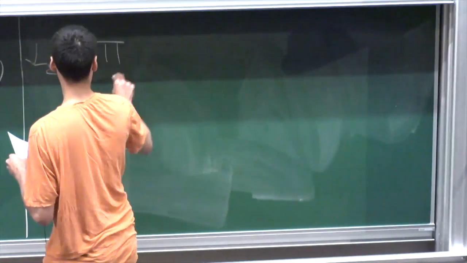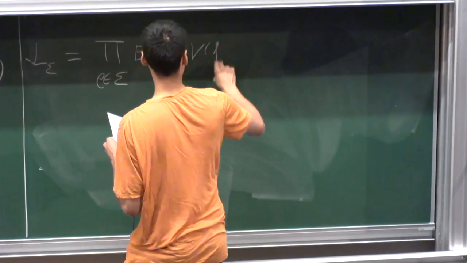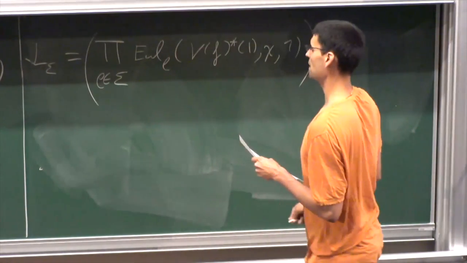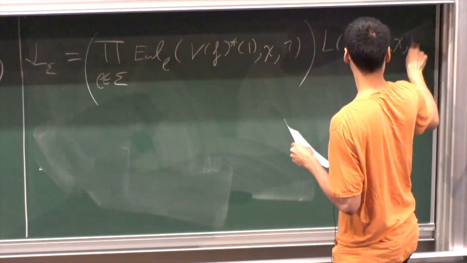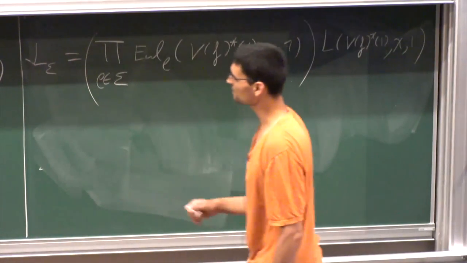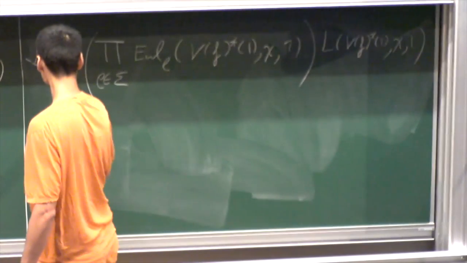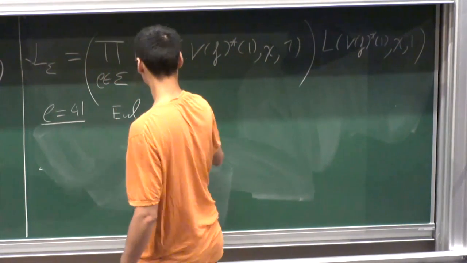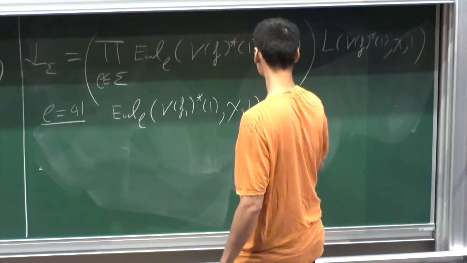Is by definition the product over all primes in sigma of the Euler factor at this prime l times the full L function. So we see a difference. We see a difference in these two processes. And exploiting this difference, we can now explain what we noticed earlier. Because if you take l equal to 41, then you will see that the Euler factor at l of the first of our modular forms is not a p-adic unit.